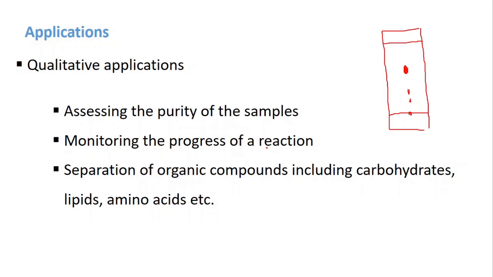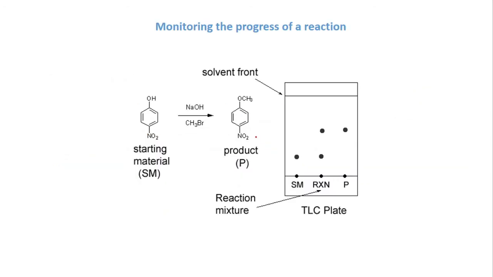So how can you monitor the progress of a reaction? Now look at this reaction. You have done the methylation of nitrophenol. Okay, para-nitrophenol, you have done the methylation using methyl bromide in the presence of NaOH. So what happened here? You have spotted the reactant here. At the center you have spotted the reaction mixture, and another one is the expected product. The product and the reactant you have spotted separately.